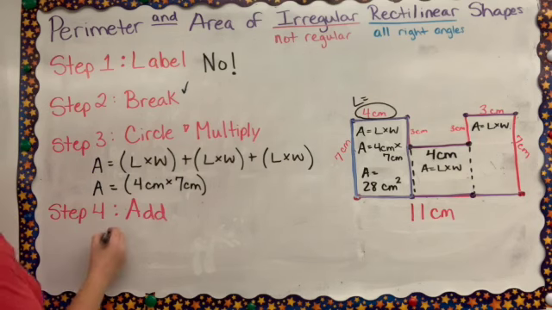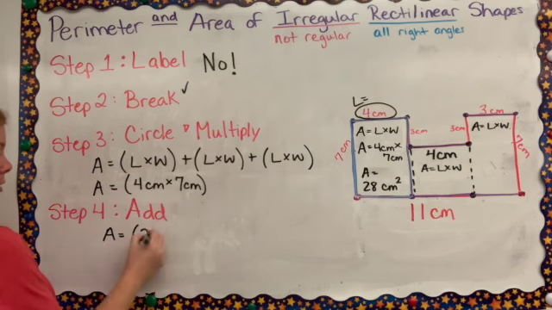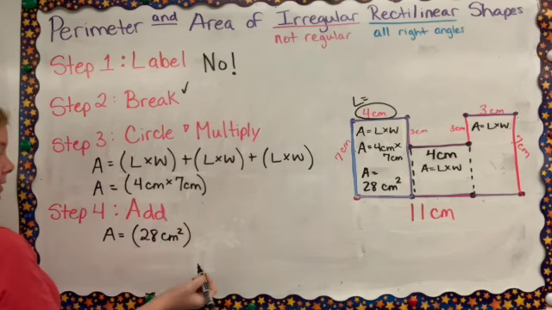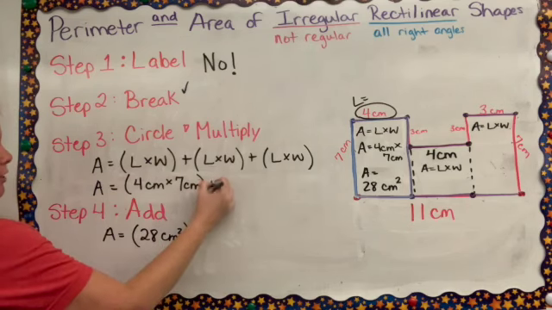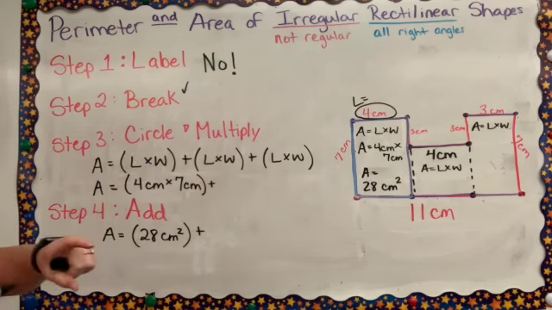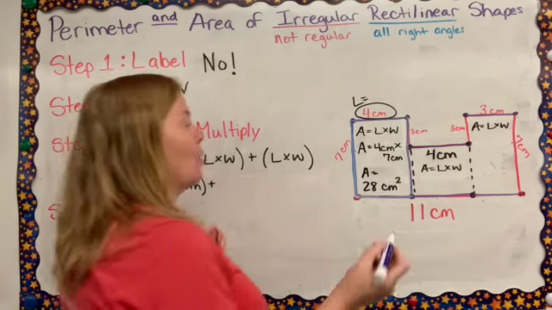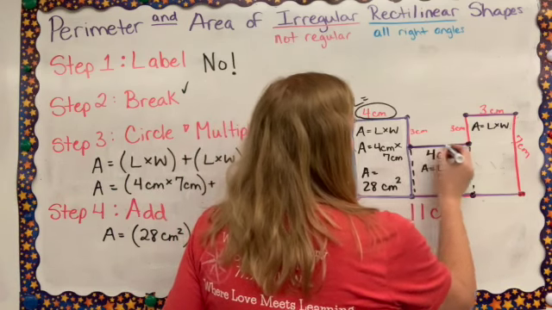All right, if you want to go ahead and do the next step down here, you can say area equals 28 centimeters square. And get ready because we are still adding 2 more. We got to figure it out for the other 2. All right, next, what is the length and what is the width?